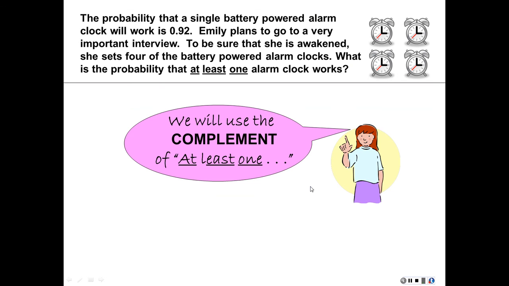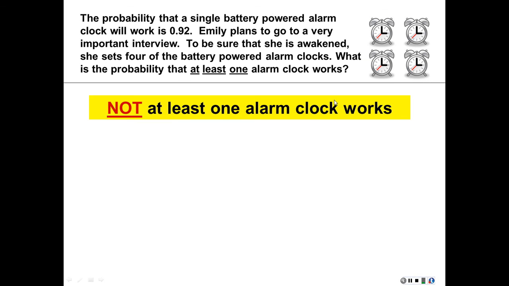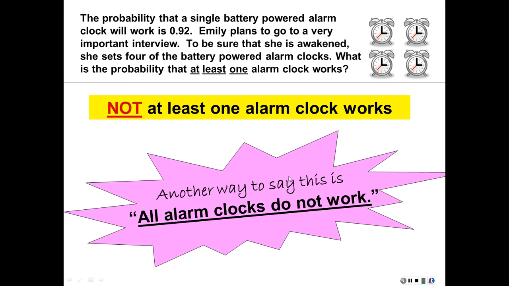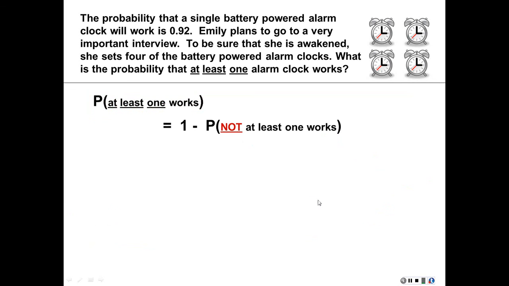So we will use the complement of at least 1. What we're going to do is find the probability that none of them work. These are independent events because one does not affect the other. So we multiply all the non-works and subtract it from 1. So not at least one alarm clock works means all alarm clocks do not work.